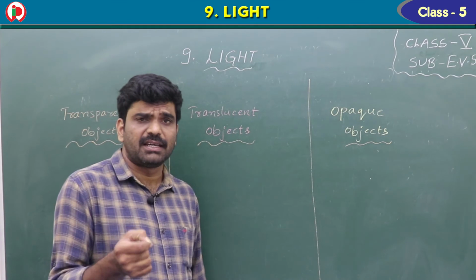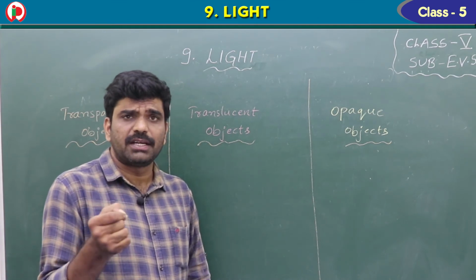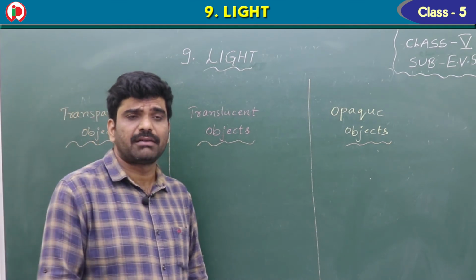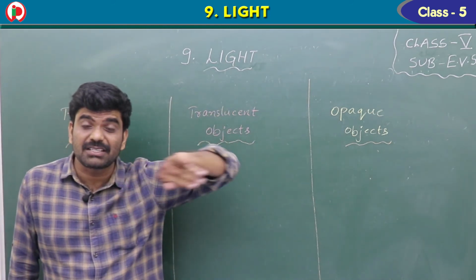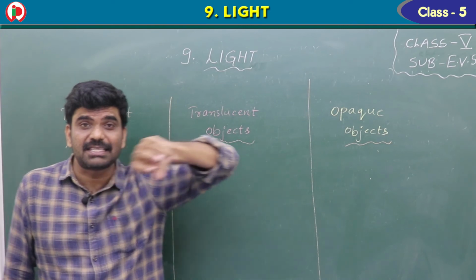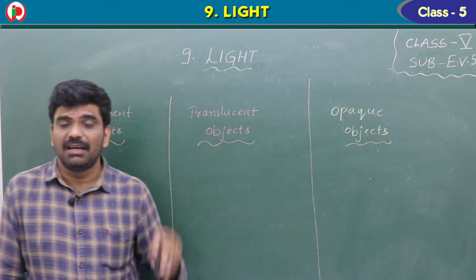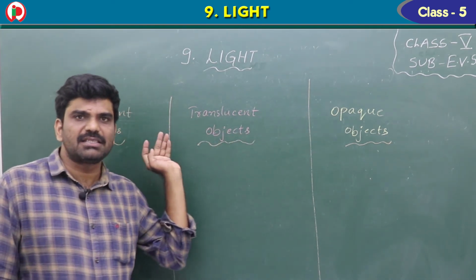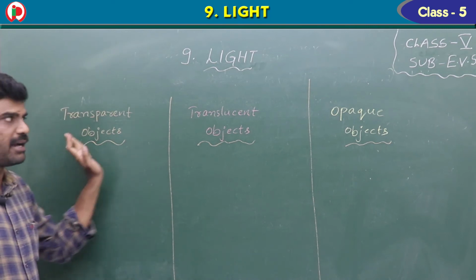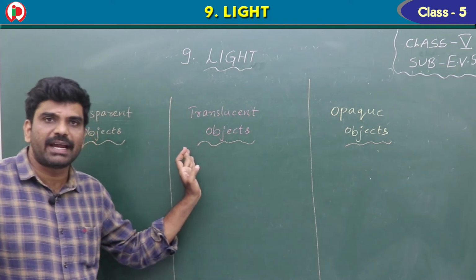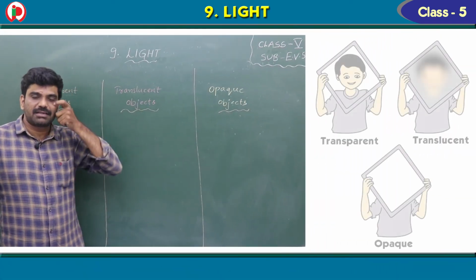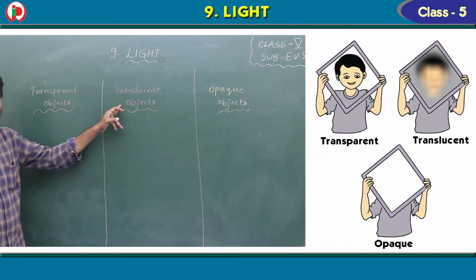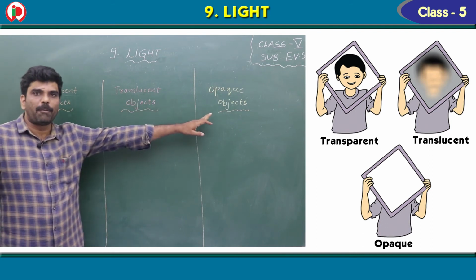Children, so far we have seen the luminous and non-luminous objects. Now let us see, there are three types of objects based upon the light penetration. Penetration means light entry, based upon the capacity of the entrance of the light. There are three objects. First one is transparent, second one is translucent, third one is opaque.